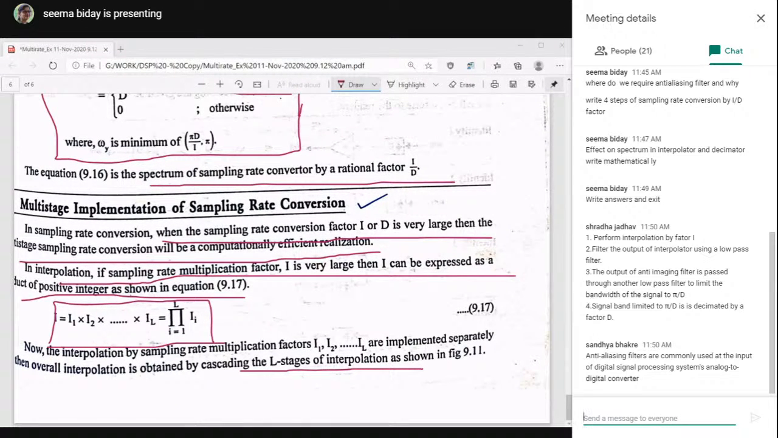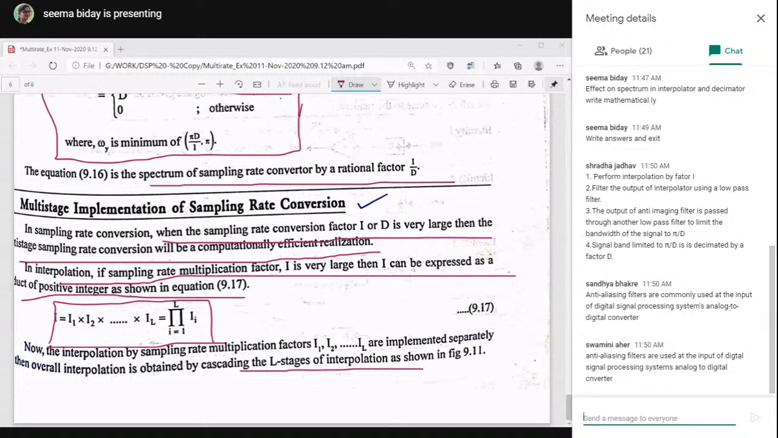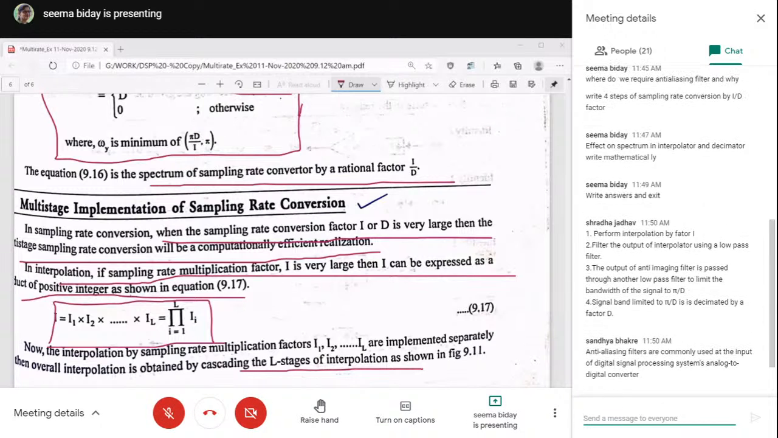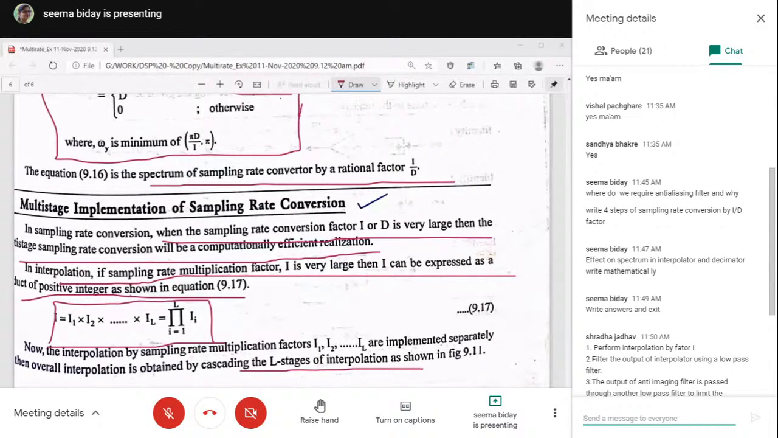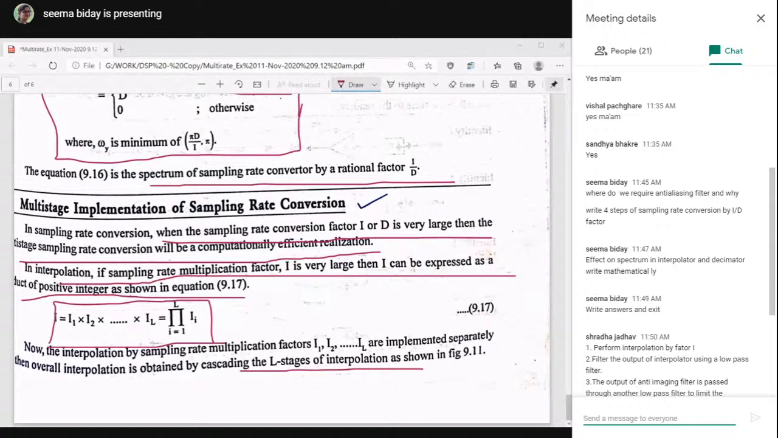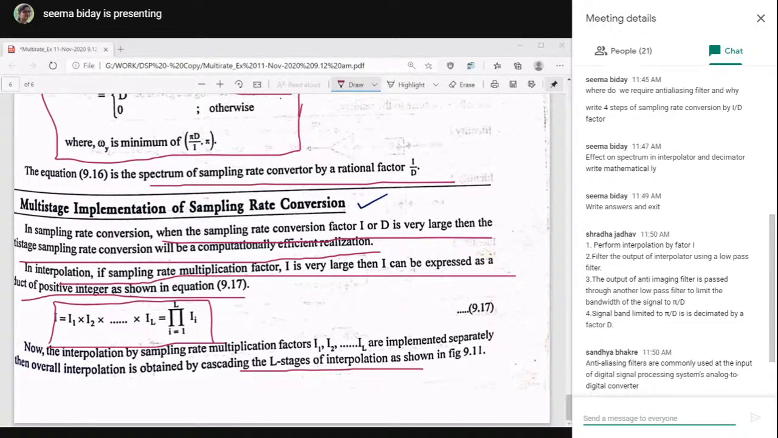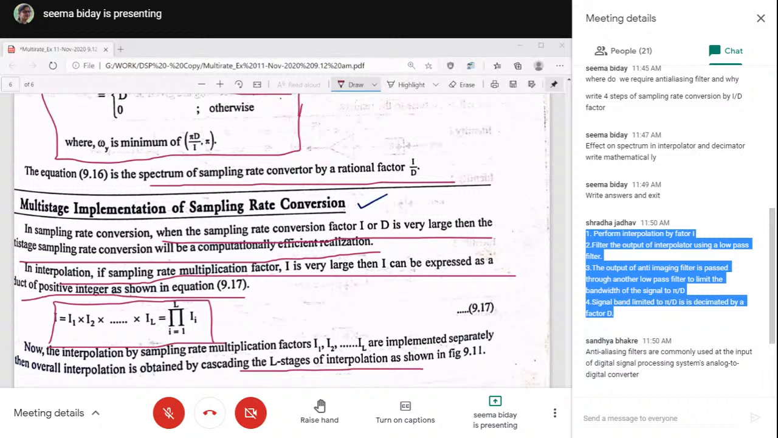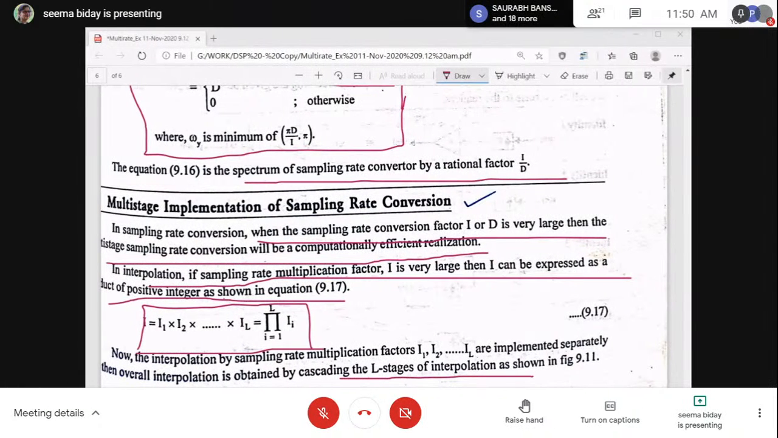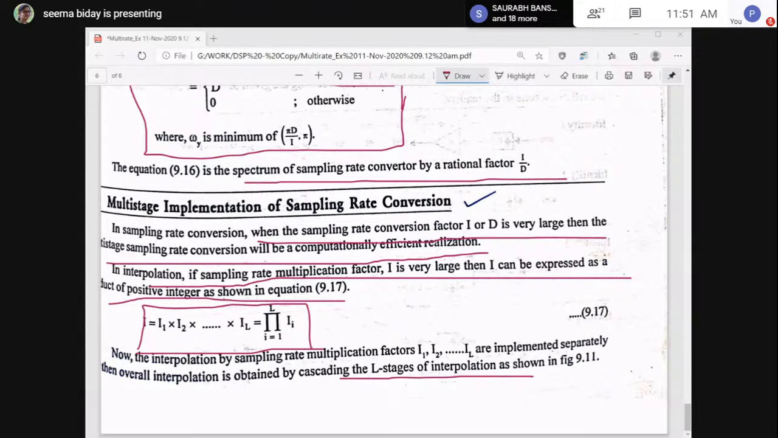See, anti-aliasing filter, we are talking in terms of the multi-rate signal processing. In multi-rate signal processing, we require an anti-aliasing filter at the input side of the decimator to avoid the aliasing effect at the input of the decimator. Like last time we have seen the anti-imaging filter, for the interpolator.